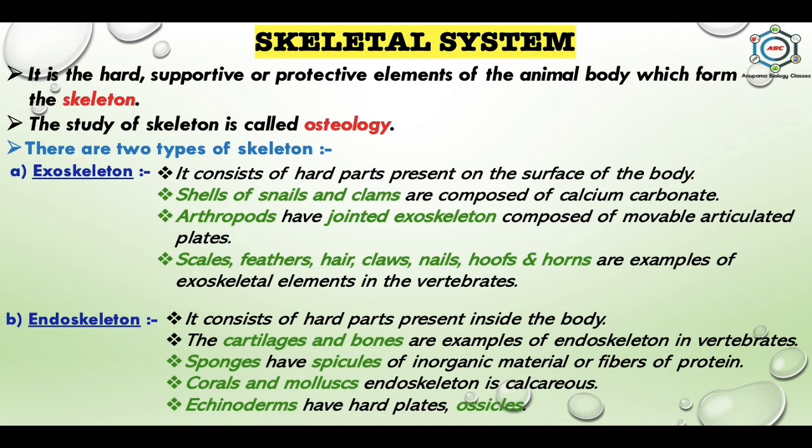So, in all of the above, the endoskeleton does not restrict the growth of the body, while the exoskeleton restricts the growth of the body. And the exoskeleton is made up of non-living material, while the endoskeleton has living tissues.